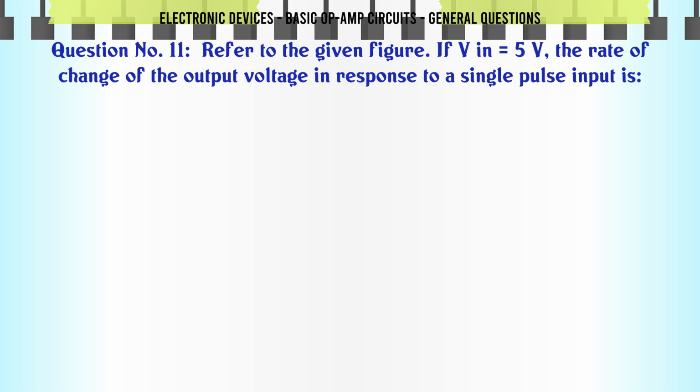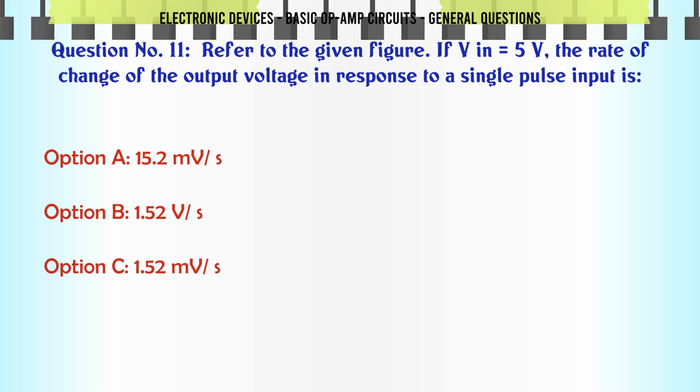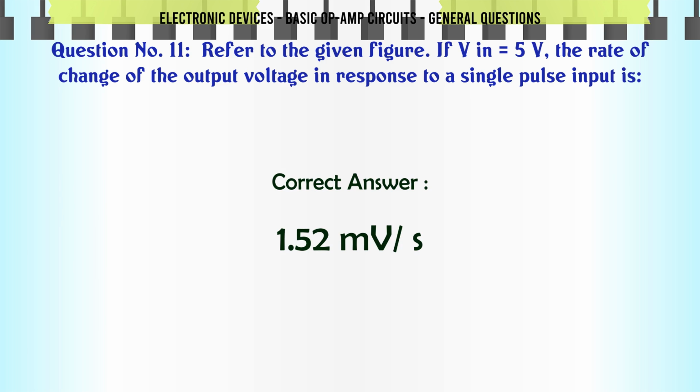Refer to the given figure. If Vin is 5 V, the rate of change of the output voltage in response to a single pulse input is: A. 15.2 mV/s, B. 1.52 V/s, C. 1.52 mV/s, D. 15.2 V/s. The correct answer is 1.52 mV/s.